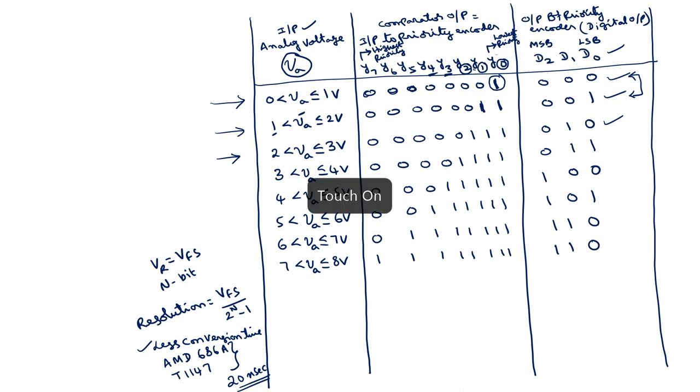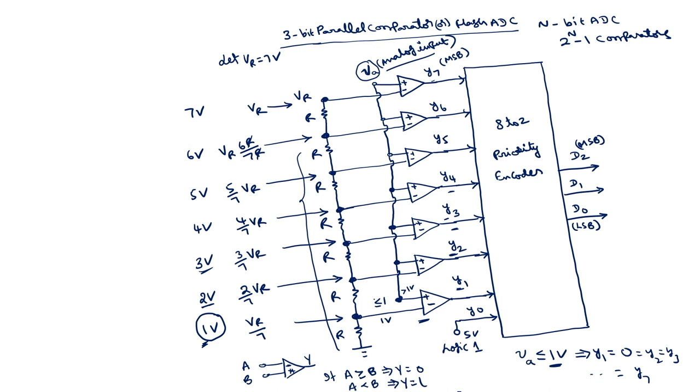But the drawback of this type of ADC is the complexity is more. For every one increase in the bit, the number of comparators will almost double. We can see that for a 3-bit ADC, the number of comparators are 7. For 4-bit ADC, the number of comparators will be 2 raised to the power of N minus 1, which is 15. This is almost double. Okay. So this is the drawback. Drawback is complexity more.